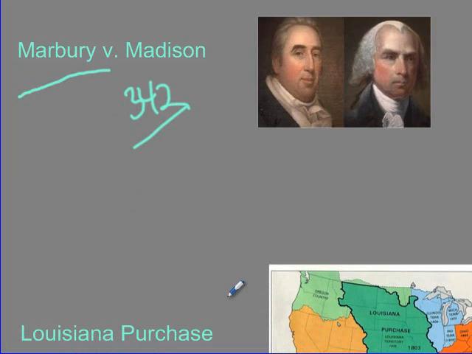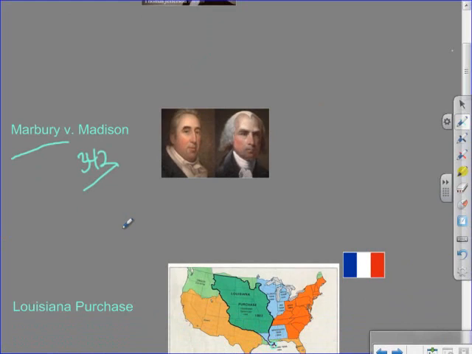You need to understand that it sets up judicial review, which is where the Supreme Court, for the first time, goes back and looks at a law and decides, you know what, that's actually unconstitutional, so we're going to have to get rid of that. That's the first part of Thomas Jefferson's presidency.